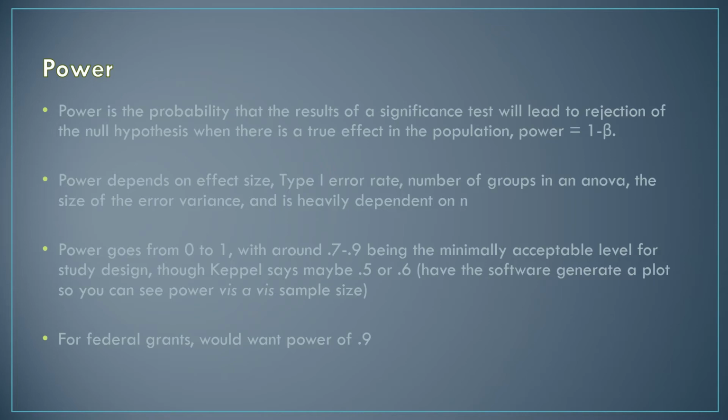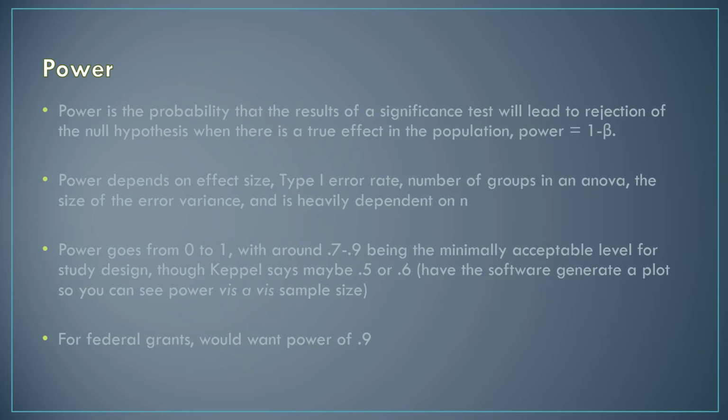And power is in this relationship with effect size, type 1 error or alpha rate, and your sample size. And with ANOVA, it's really about the number of groups as well as the overall sample size and the error variance associated with that ANOVA.